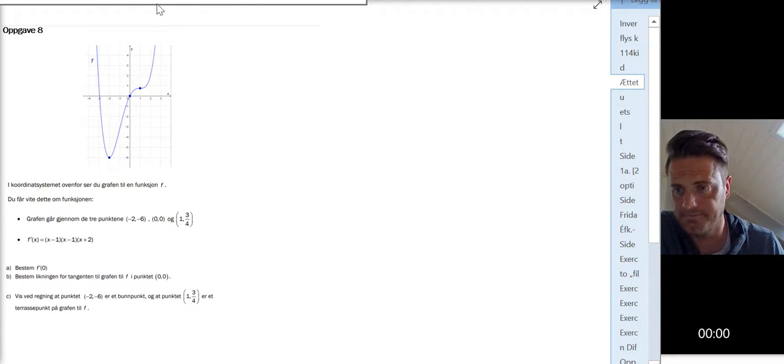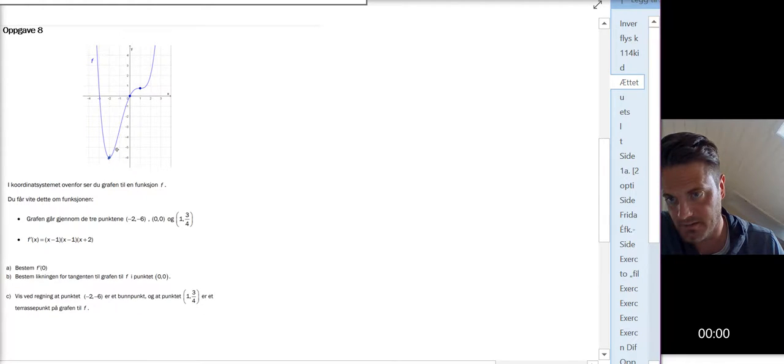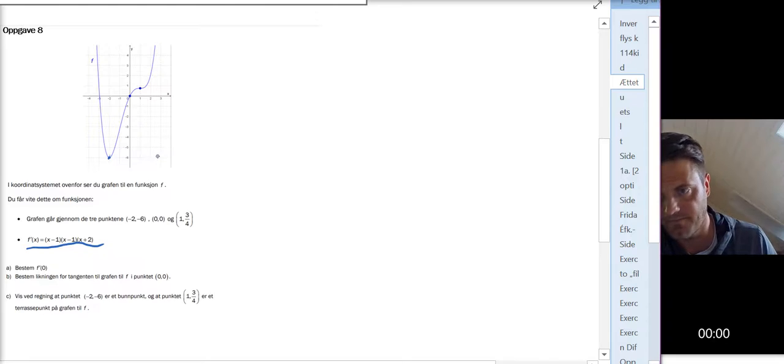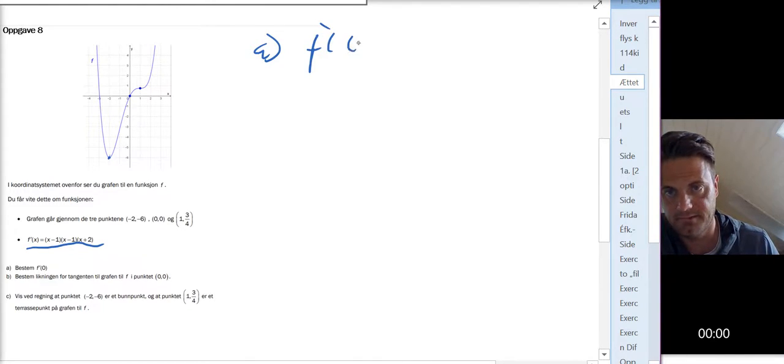Yes, exercise 8. We have a figure here, the graph of a function f, and the graph goes through the point -2, -6. This is this point here, down here, and the point 0, 0, and the point 1, 3/4. And we also get the derivative of the function here.